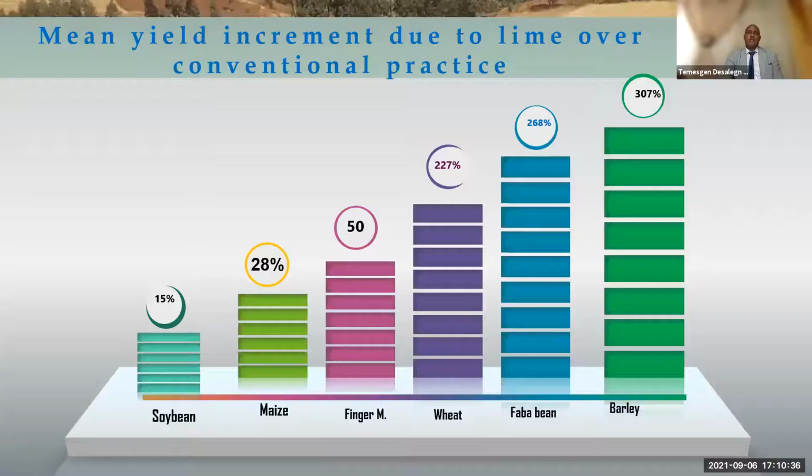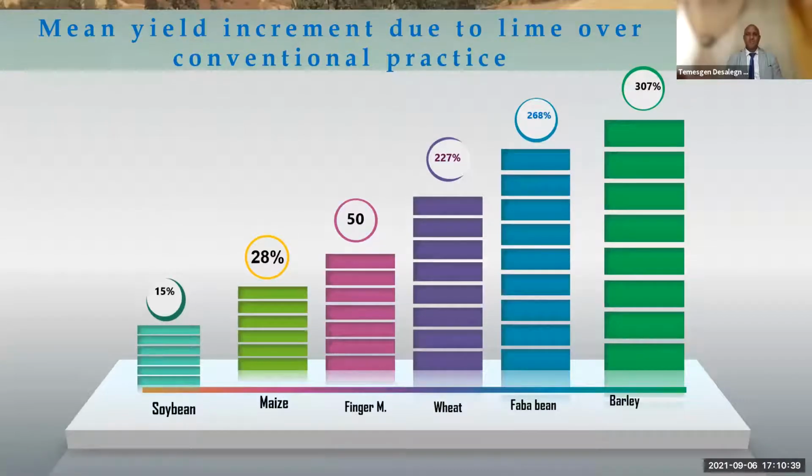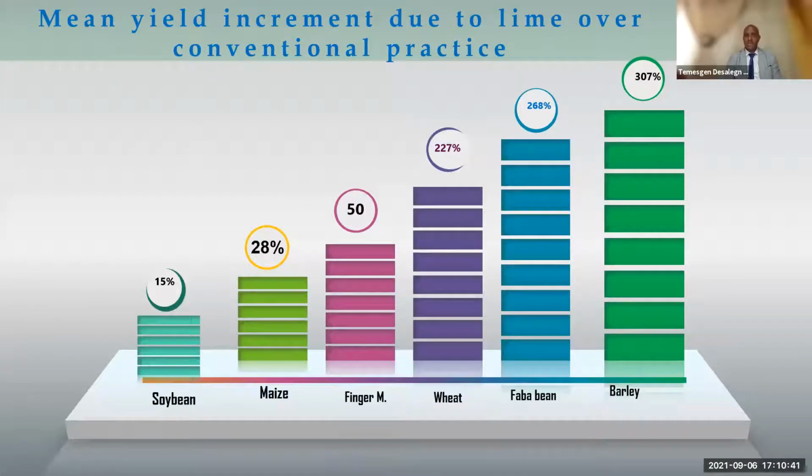Research evidences: we have done extensive research in many parts of Ethiopia on many crops for several years, and we came up with the following results. As you can see, up to 307% of barley yield increment can be obtained by application of lime. By application of lime, again, 268% for faba bean. For wheat, it is about 227%. This is average yield increment due to liming across many parts of Ethiopia.